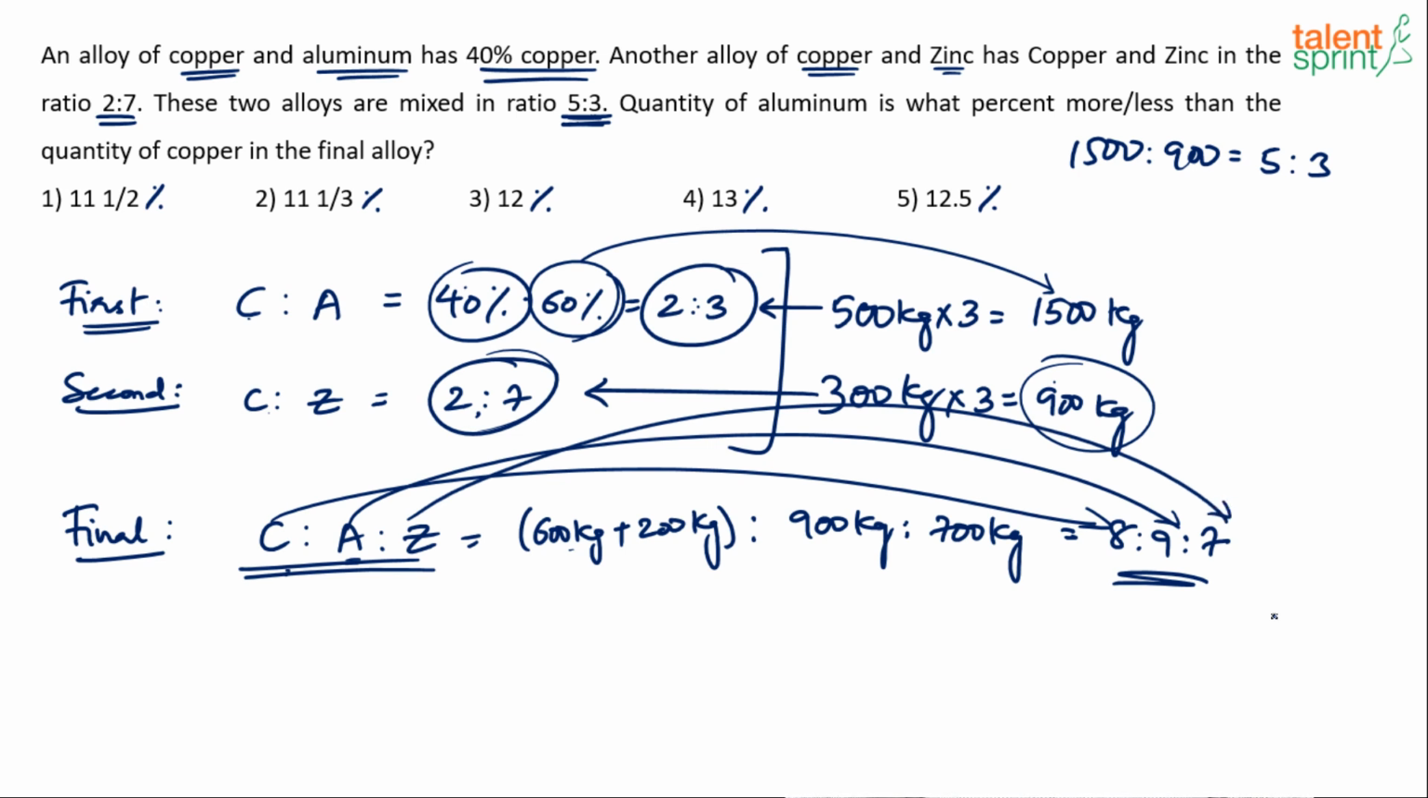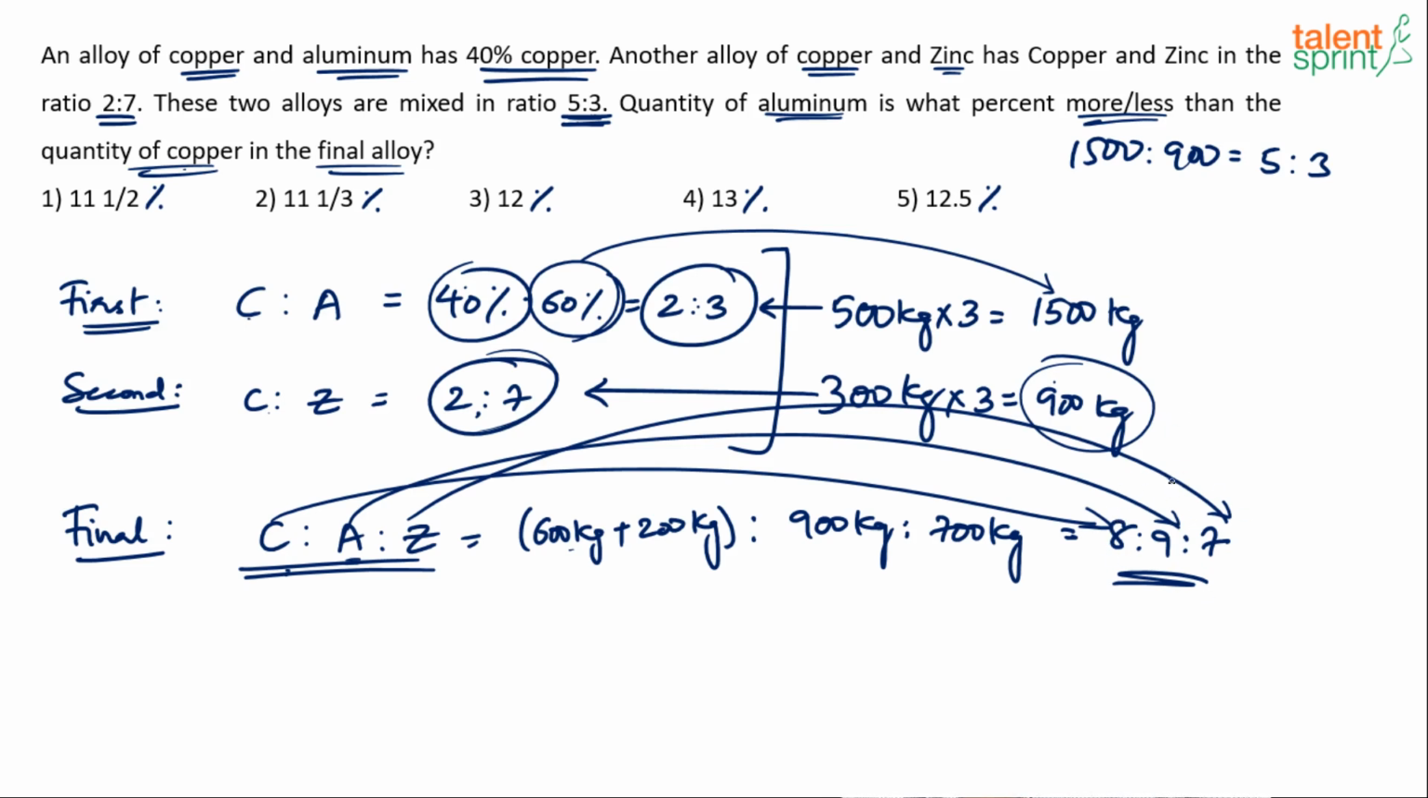Now going by this, what is he asking? Quantity of aluminum is what percentage more or less than the quantity of copper in the final alloy. This is my final alloy. So aluminum is how much more or less than copper? See, 9 parts of aluminum, 8 parts of, don't worry about total quantity now.